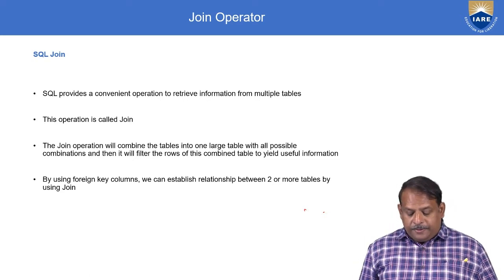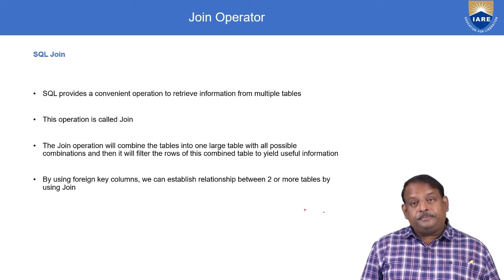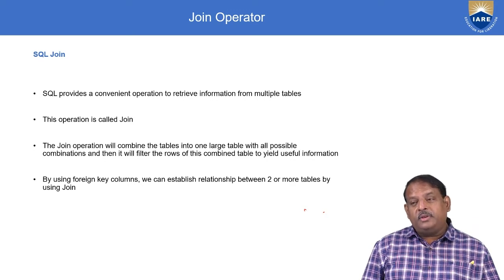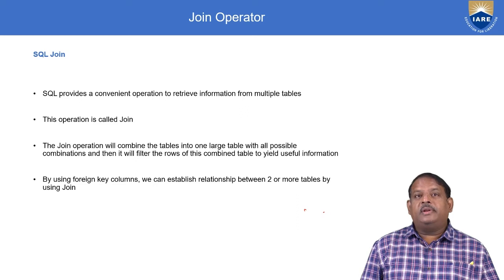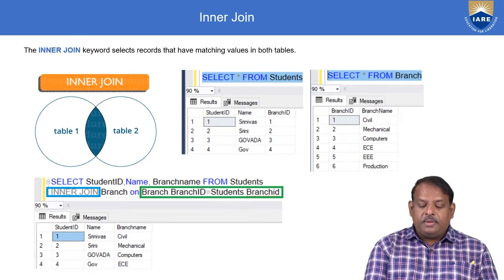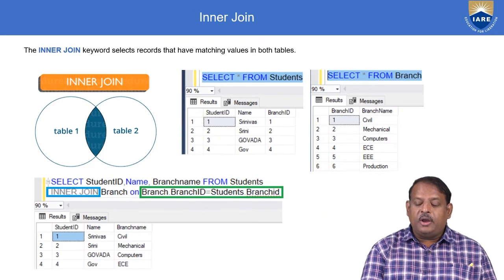By using joins, we can combine the data coming from one or more result sets.